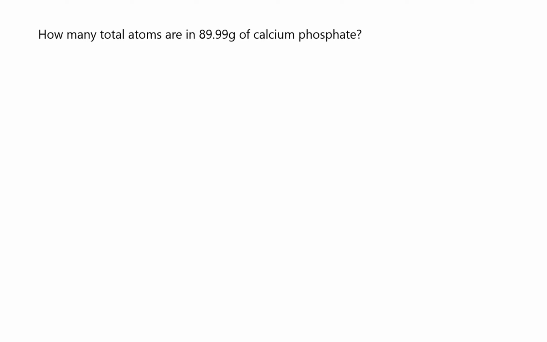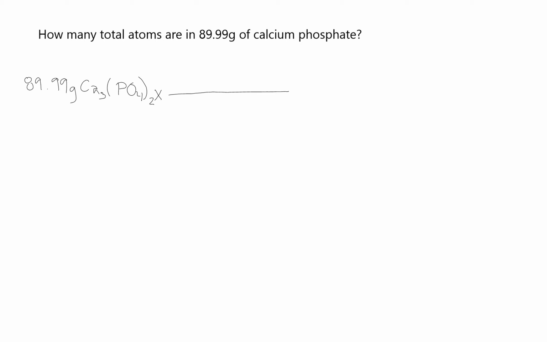The mole question is, how many total atoms are in 89.99 grams of calcium phosphate? So we are going to start with 89.99 grams of calcium phosphate. And of course, we would have to cancel out. So we go from grams to moles.